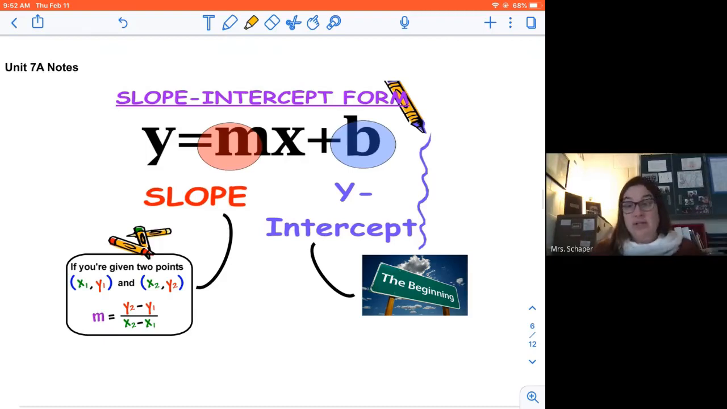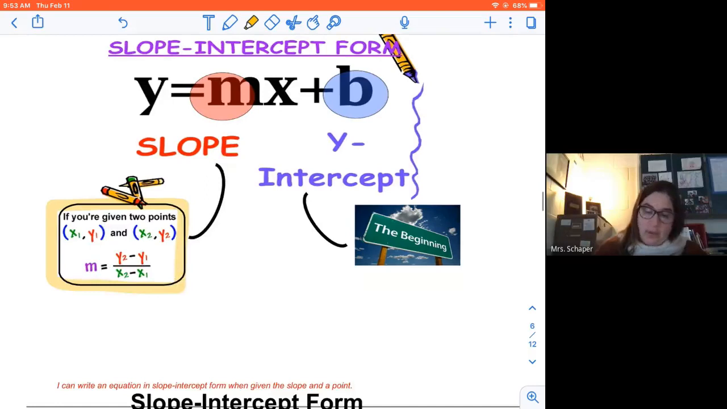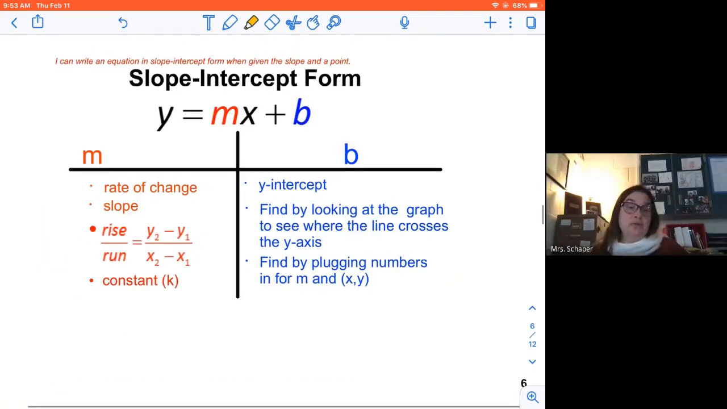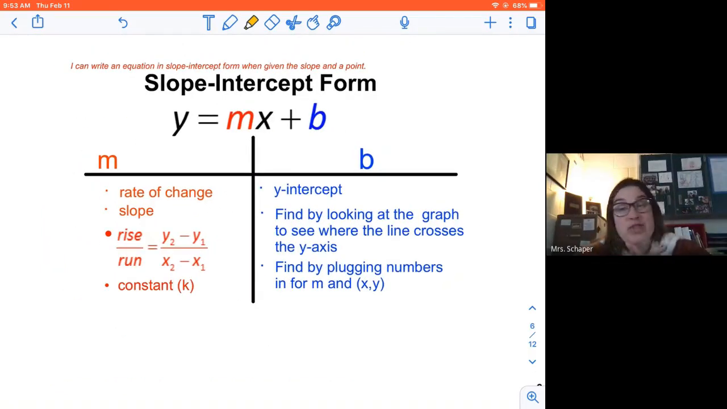How do you write an equation in slope-intercept form? Slope-intercept form is y equals mx plus b. M is always your rate of change, keeping in mind your slope formula: y sub 2 minus y sub 1 over x sub 2 minus x sub 1. And then, how do we solve for b? We're going to be pulling in skills that we've used before, and we're going to be writing our equations in slope-intercept form.